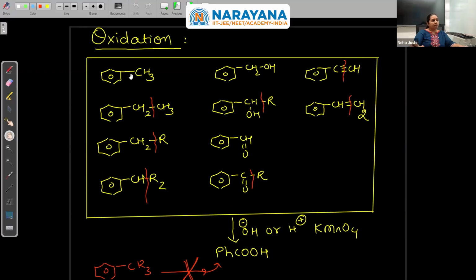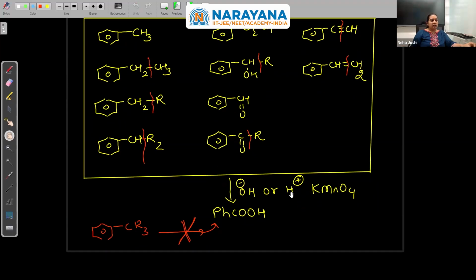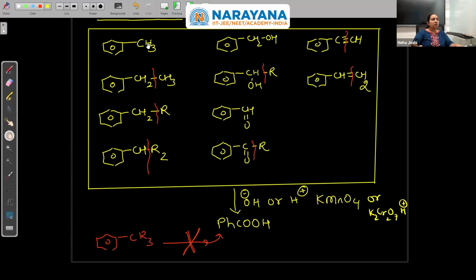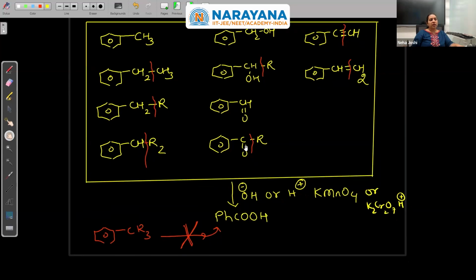Oxidation of benzene. Anything attached to the ring will always be oxidized with acidic or alkaline KMnO4, or even, I should say, acidic K2Cr2O7, any of these. Everything ends up as benzoic acid. As long as I have one hydrogen here when things are sp3. When they become sp2, then I'm not even bothered about that H over there.